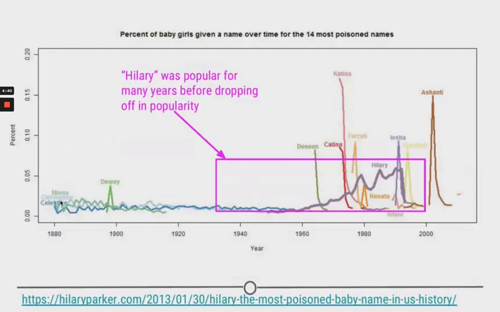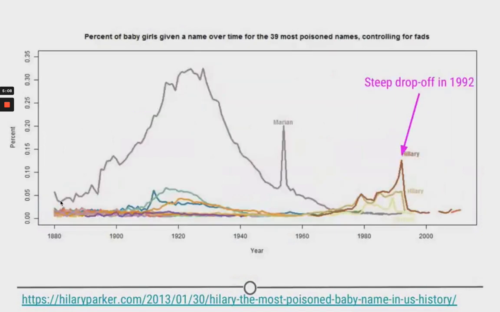names from this table. What she found was that, among these poison names, names that experienced a big drop from one year to the next in popularity, all of the names other than Hilary became popular all of a sudden and then dropped off in popularity. Hilary Parker was able to figure out why most of these other names became popular, so definitely read that section of her post. The name Hilary, however, was different. It was popular for a while and then completely dropped off in popularity.